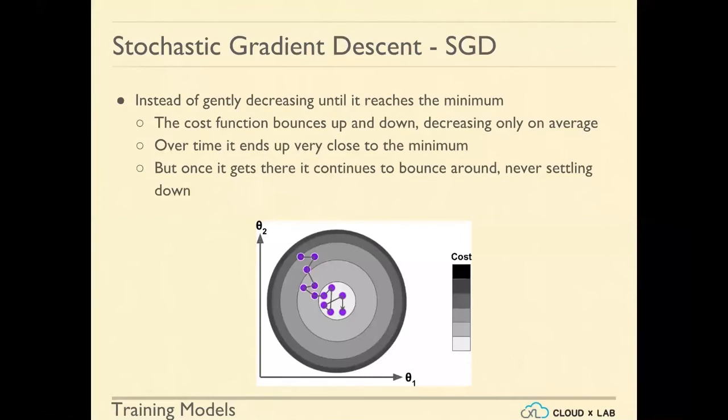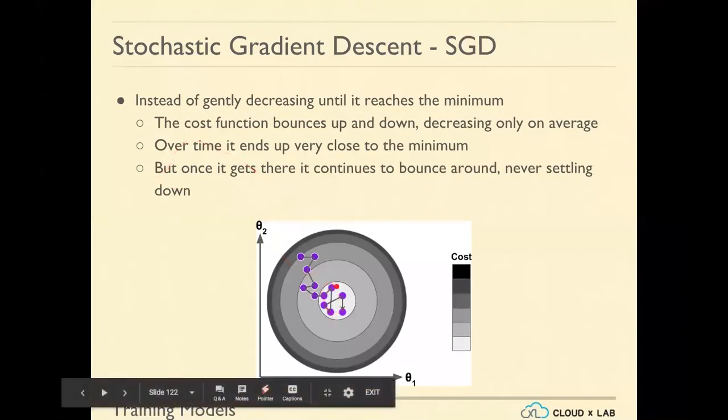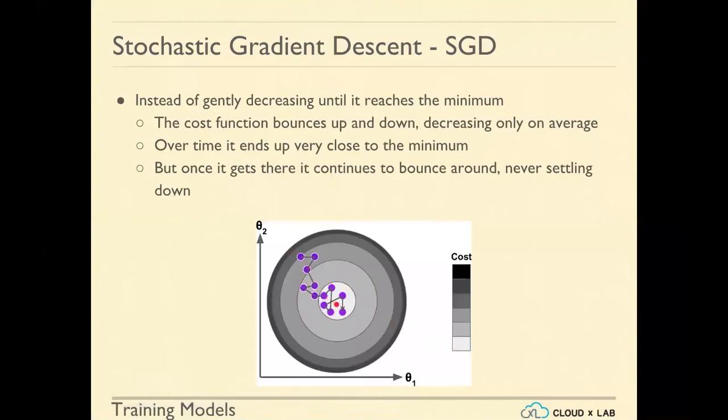Now stochastic gradient descent is good in many terms, but it's also equally bad. The cost function bounces up and down, decreasing only on average, and over time it ends up being very close to the minimum. But once it gets there, it continues to bounce around, never settling down. So you can see, even if it came into this zone, the white zone of error, which is really low, still it is jumping around. Instead of coming nicely from here, following the radius to the center, it is jumping around a lot.